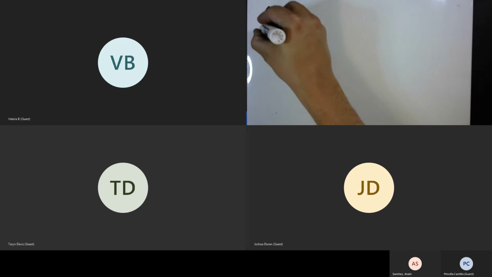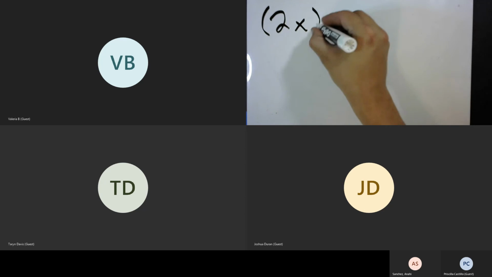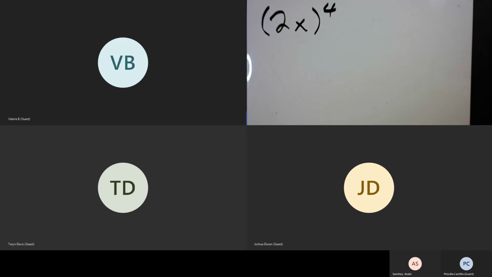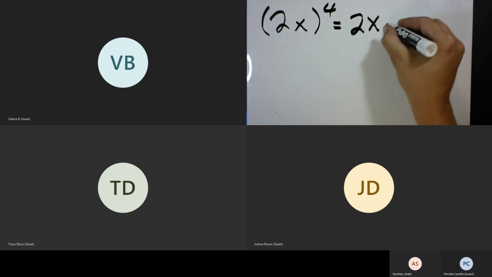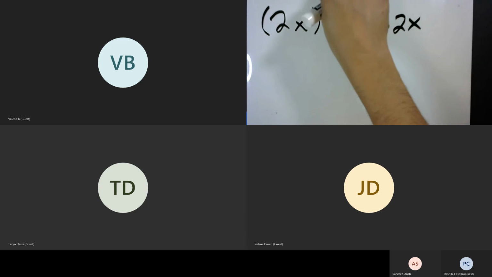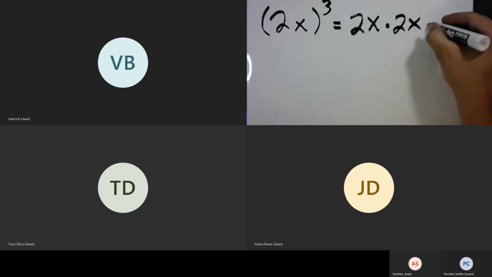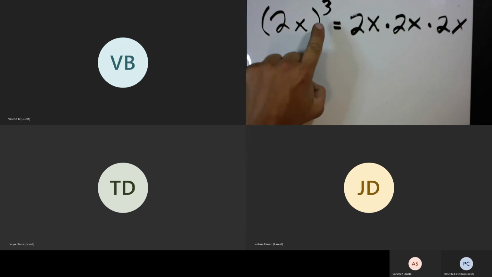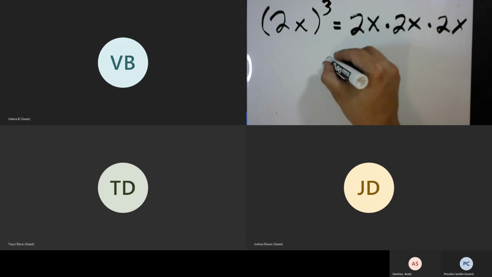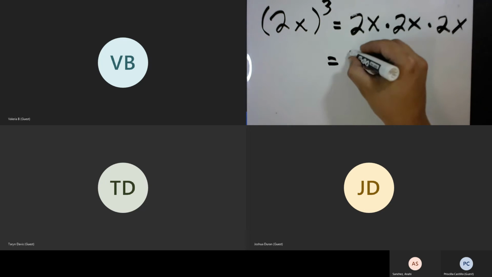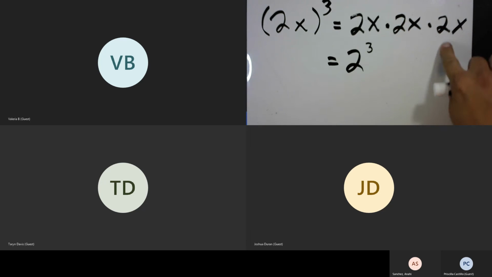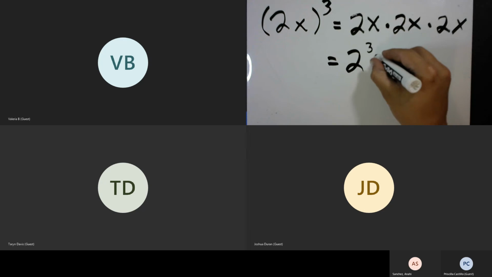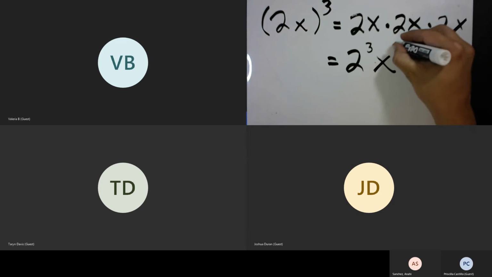So now let's consider this. This is 2x times 2x. Here, for the sake of space, I'll make this a 3 times 2x. So you have 2x to the third power. So what we'll get is 2 to the third. So we have 1, 2, 3 2's multiplying, and then x, 1, 2, 3 x's multiplying.